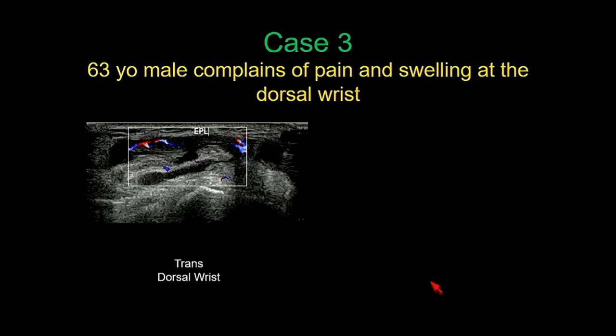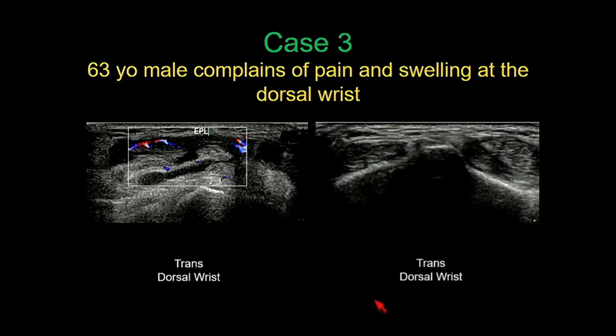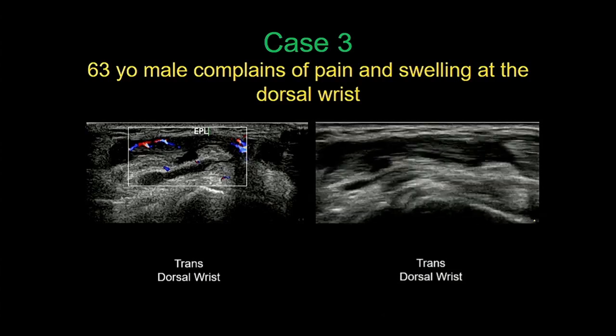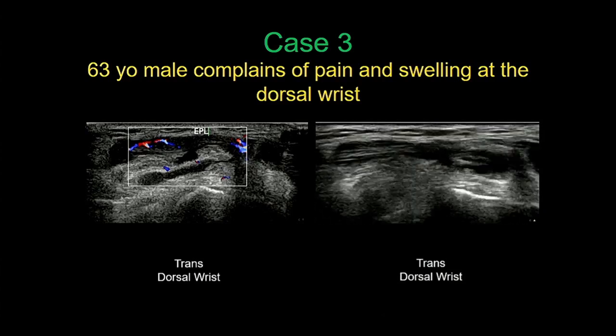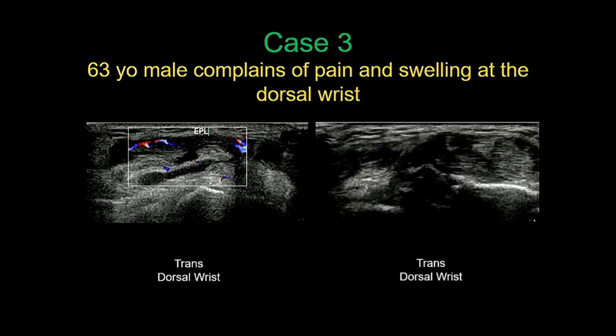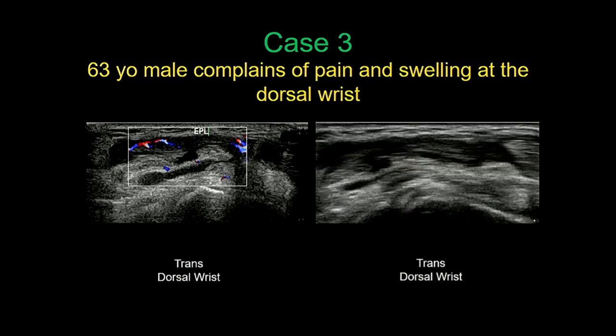Okay, next case. This is a 63-year-old male who complains of pain and swelling at the dorsal aspect of the wrist. So I have for you here a transverse image here at the dorsal wrist. You can see the color Doppler is on. And I also have here a video loop. So just watch this loop go through here, the same area in the transverse orientation. I'll let you watch it twice.